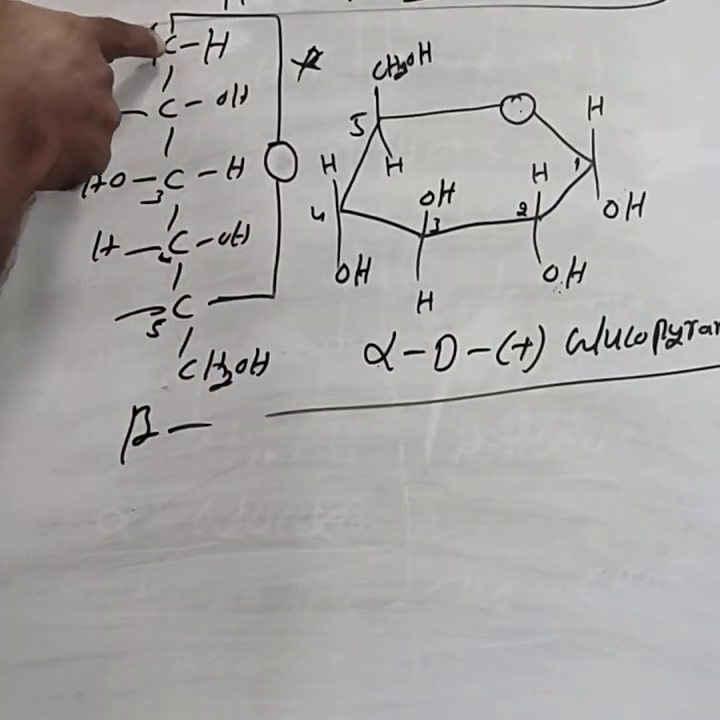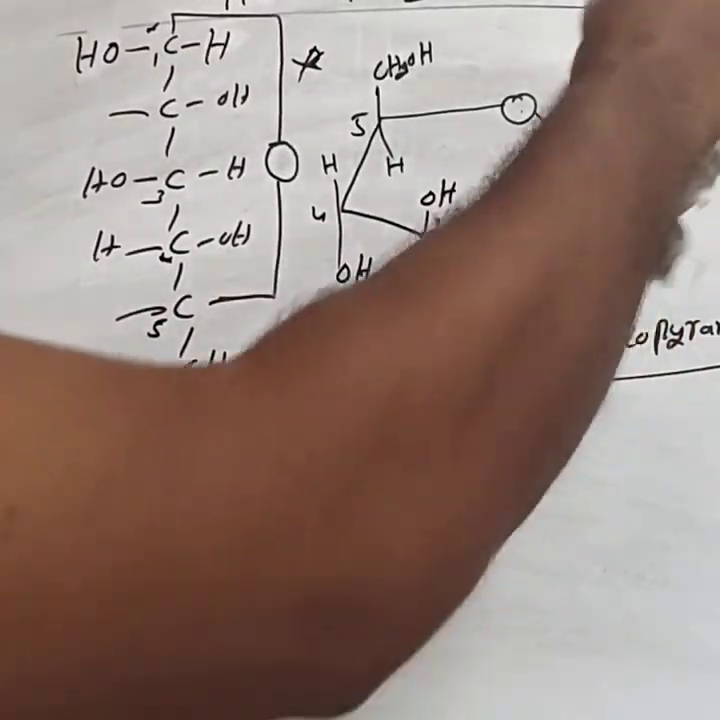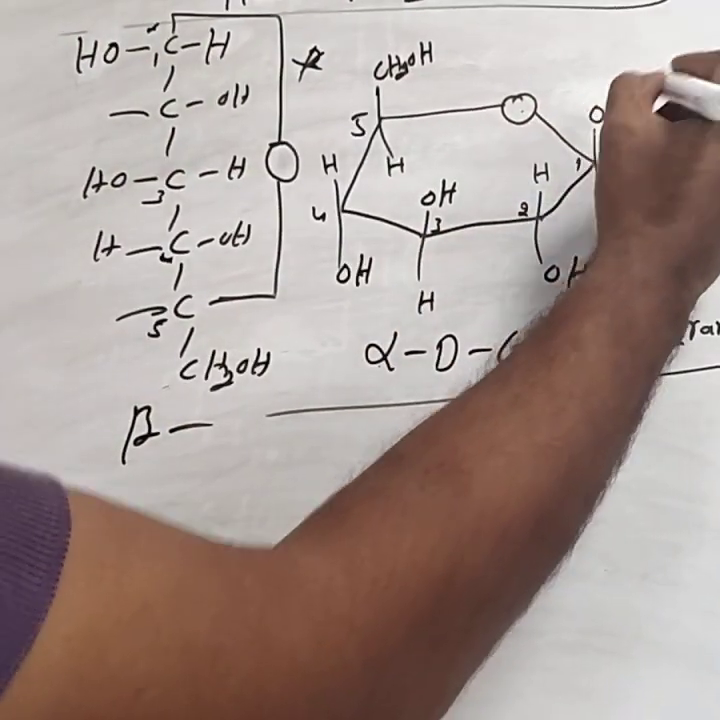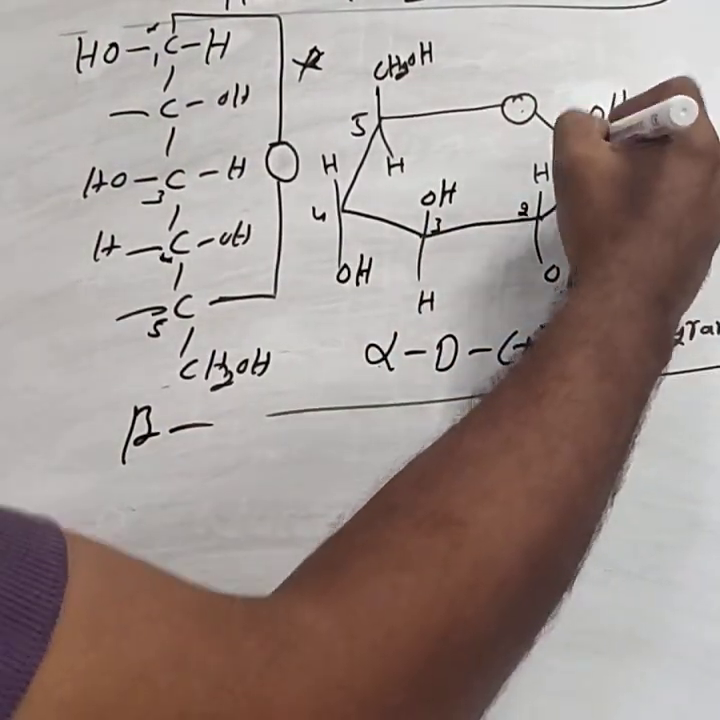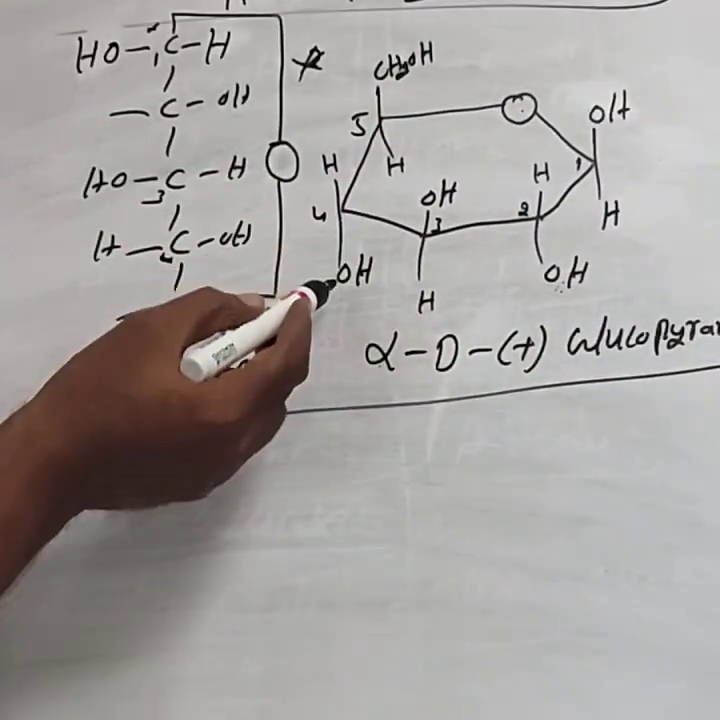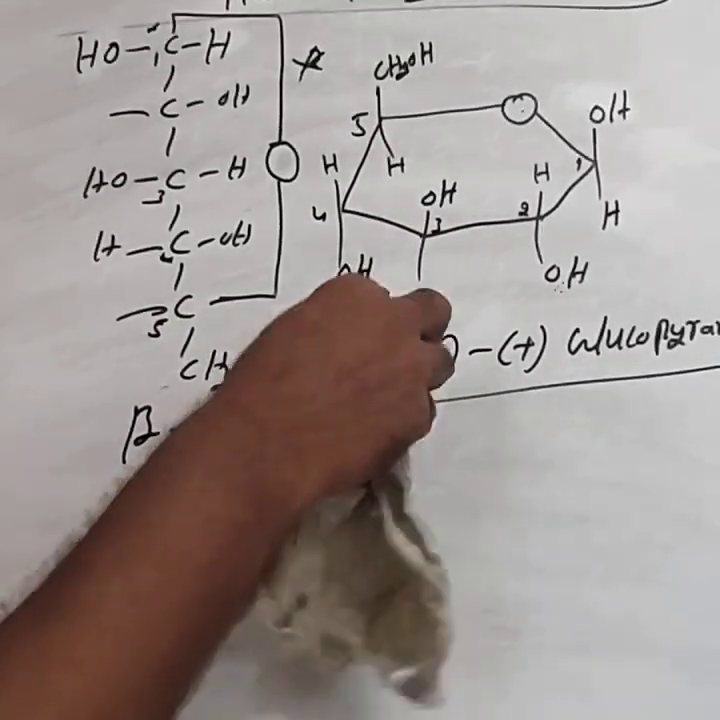In the Haworth structure, on the first carbon atom, the OH is on the left hand side. Again in the Haworth structure, you change that OH position: OH above and H below. Then all the remaining corners are the same. For this structure, we call it beta.